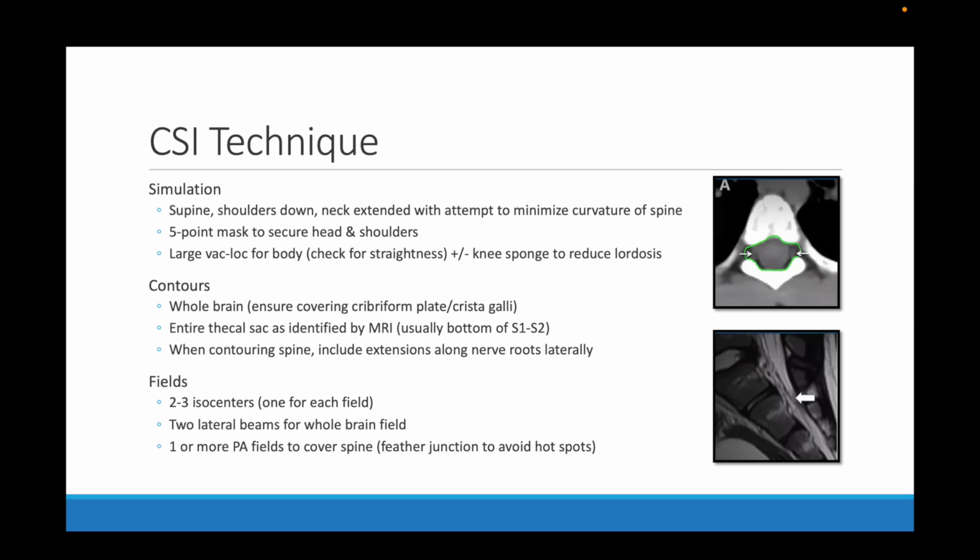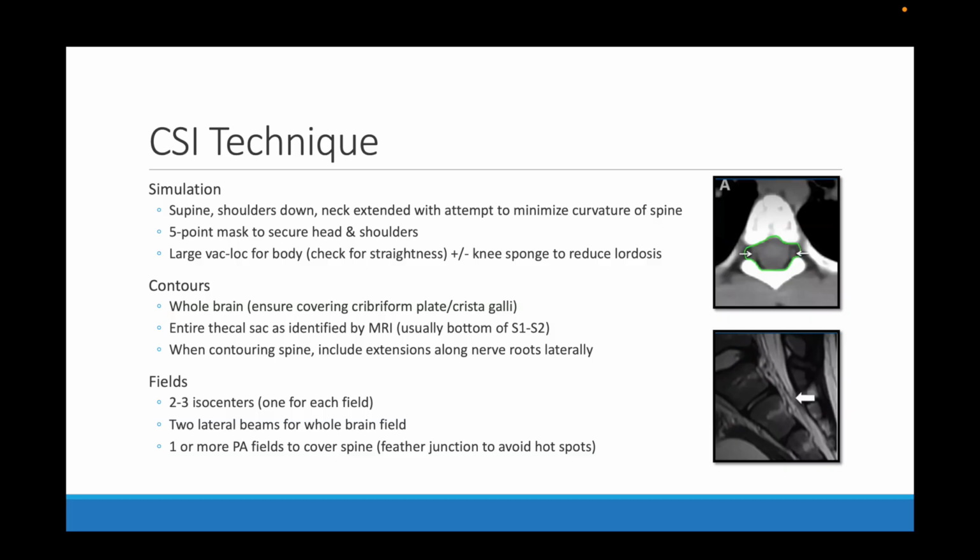So when we simulate our patients, we want to have them supine with their shoulders down and their neck extended and try to minimize any curvature of their spine. So why do we do all of that? Well, we keep their shoulders down so that when our lateral beams come in, our opposed laterals for their whole brain field, those fields aren't going through the patient's shoulders. So we try to keep the shoulders down as much as possible.